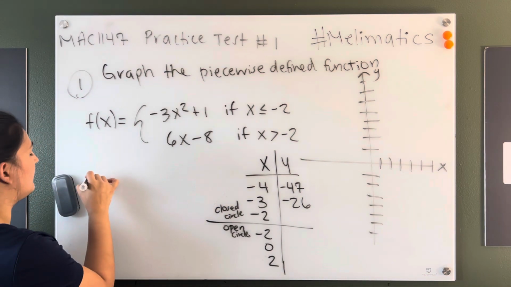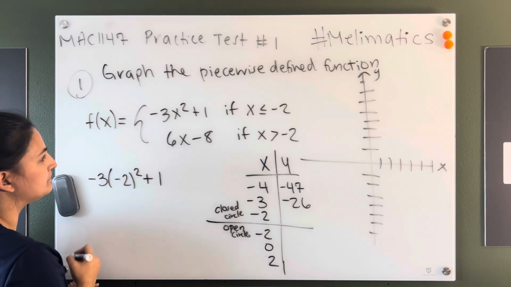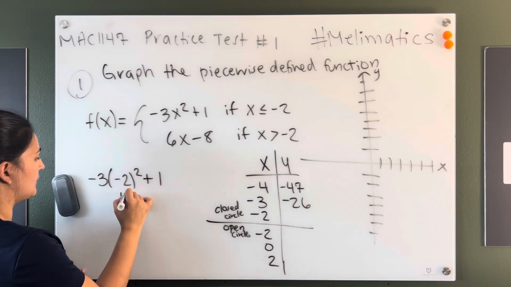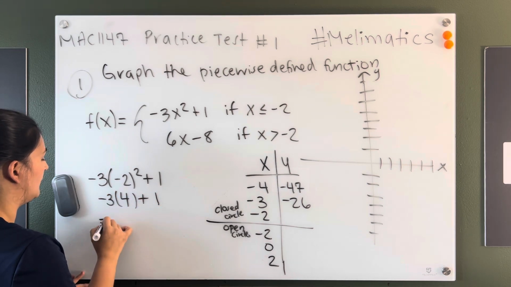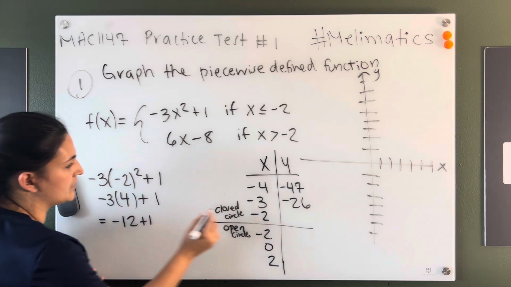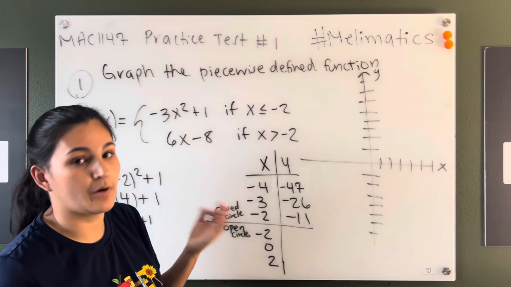Okay, so here we have -3, -2 squared plus 1. -2 squared is 4. That's just -12 plus 1, which is -11. Okay, so these are some ordered pairs for my top function, which should be part of a quadratic function.